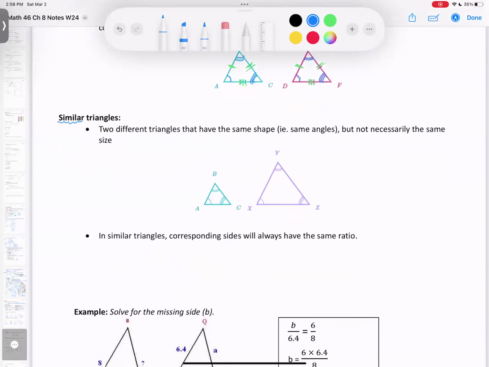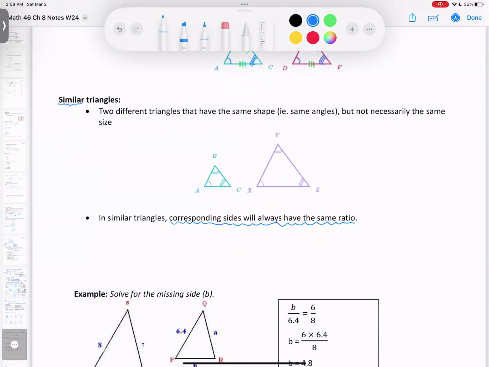One important thing to know about similar triangles is the corresponding sides will always have the same ratio. What I mean by that is, a corresponding side is going to be like the matching side. So for example, in the example above, if we had side length AB, it would be corresponding, I won't say equal because it's not, AB is corresponding to XY. So it's like the matching side length of the other triangle.